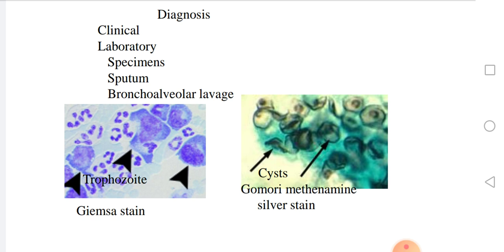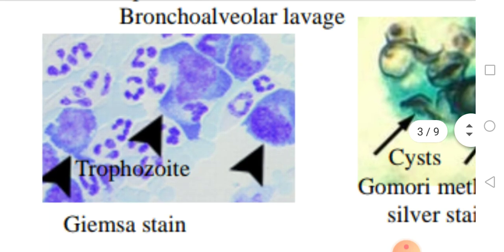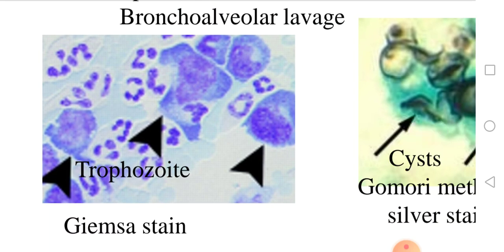You see here on your left-hand side, this is Giemsa stain. Giemsa stain is a stain which is commonly used in parasitology, and also it stains some other microorganisms. Here the arrows are pointing to the trophozoite stages.